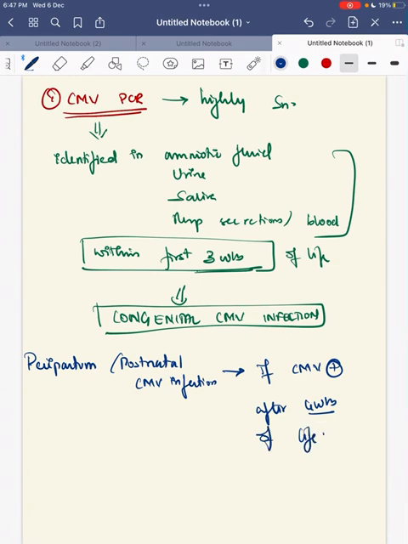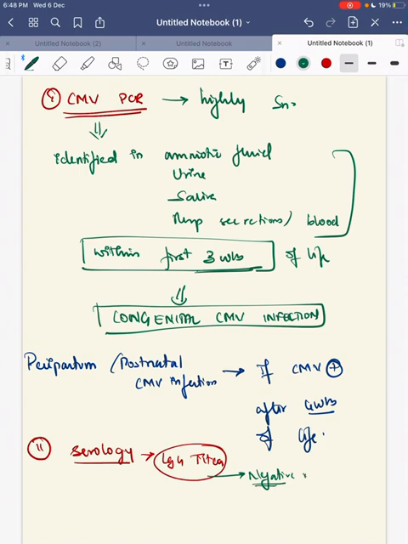Next, the serological tests. Second, the serological tests are IgG titer. When the IgG titer is negative in both mother and infant, then you exclude CMV infection. And uninfected infants show a decline in the IgG titer by 1 month of age.